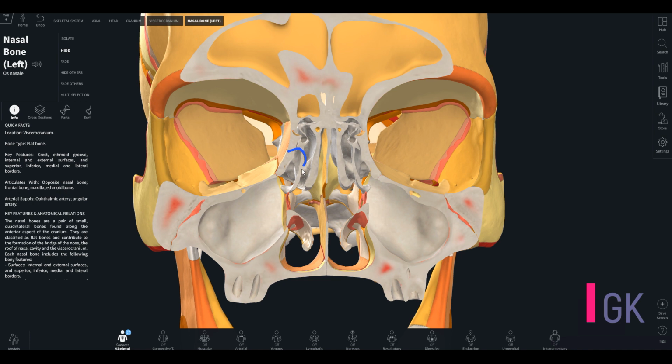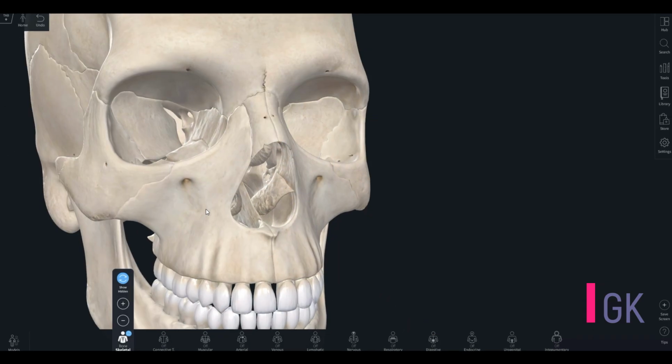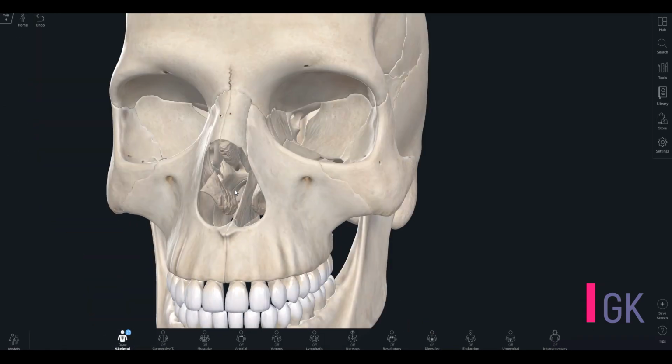The middle nasal meatus communicates with the maxillary sinus and the frontal sinus. It also partially communicates with the anterior and middle cellulae of the ethmoidal bone. And the superior nasal meatus communicates with the sphenoidal sinus. There you can see the opening of it. Also the ethmoidal cellulae.